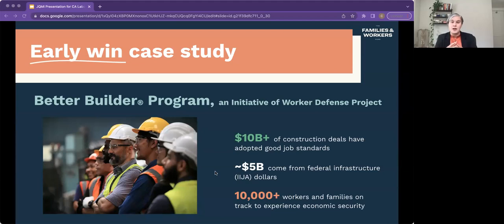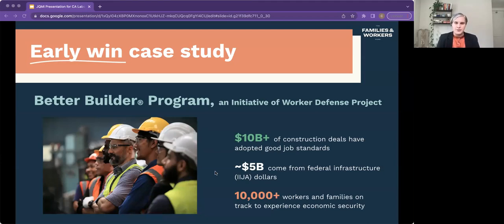60% of workers report not having had any safety training, and a worker dies on the job every 3 days. So take a minute to let that sink in. It's pretty unbelievable. The Better Builder program works with local government and with construction firms to improve these dangerous jobs. And in 2022, our support enabled Better Builder to dramatically scale its work and achieve a massive victory.